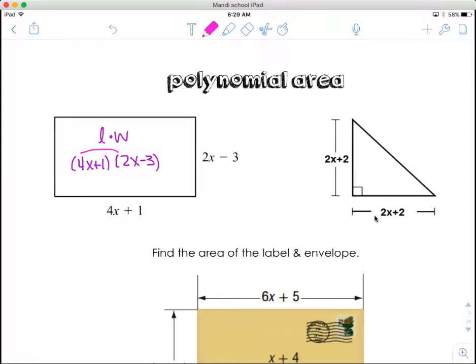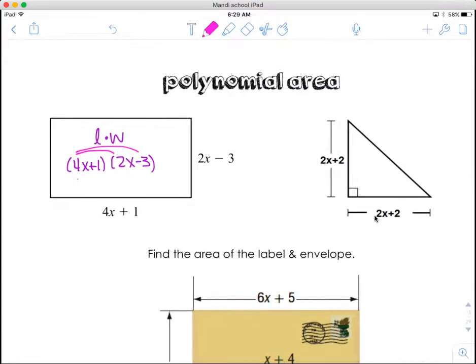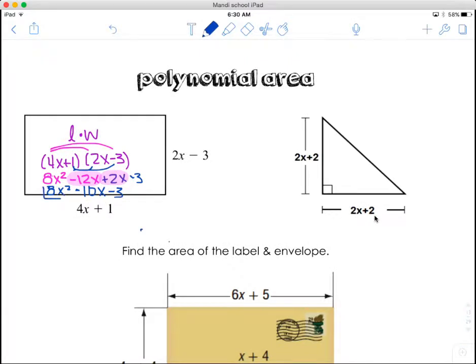We take the first term times both. So we have 8x squared. 4x times a negative 3 is a negative 12x. Then we distribute the second term to both. So 1 times 2x is a positive 2x. 1 times a negative 3 is a negative 3. Add your like terms. So we get 8x squared minus 10x minus 3. And that is our area.